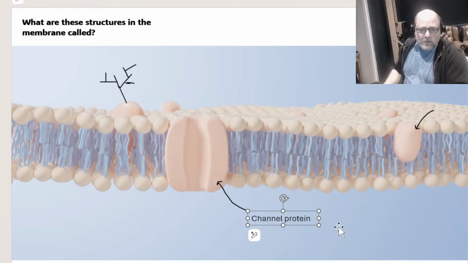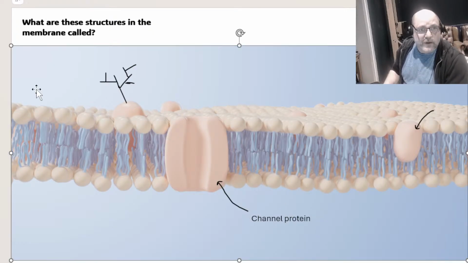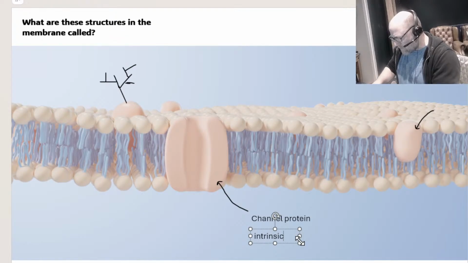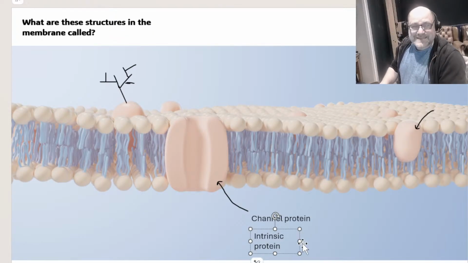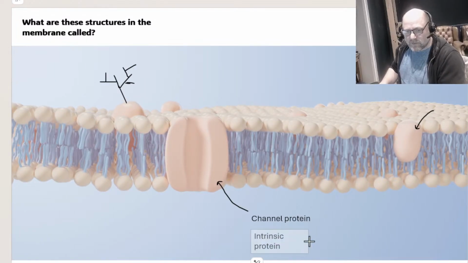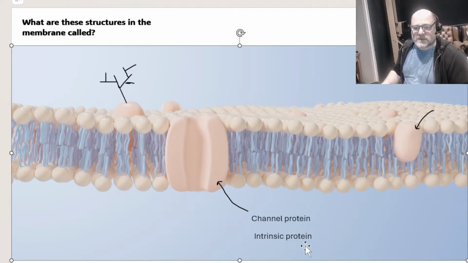This is a channel protein, and does anyone know what channel proteins are for? Someone said intrinsic protein. Nice, very good. We can call this an intrinsic protein or an integral protein. There are quite a lot of names in biology. Think about sex cells, you call them gametes, whatever. There are so many different words in biology for the same thing. So this could be an integral protein, intrinsic protein.